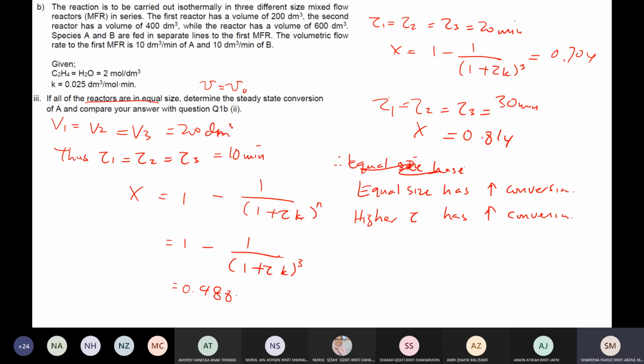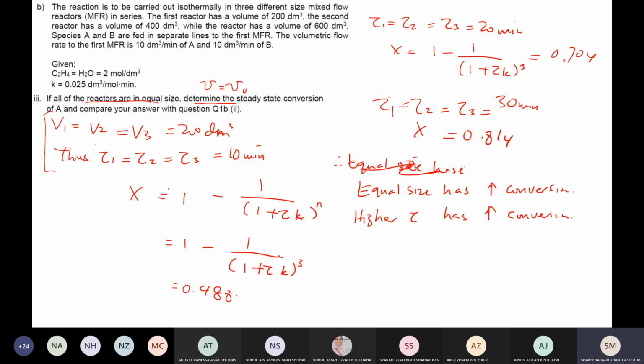Okay, terpulanglah kalau you nak letak 500 pun boleh. Alright, as long you fixkan ni dan tengoklah pada X ni. Okay, so benda ni adalah you kena faham dia punya question lah. So dia kata determine the steady state conversion and compare your answer. So kalau equal size ni means ini dah sama. Cuma yang kita boleh dapat lah X yang berbeza.